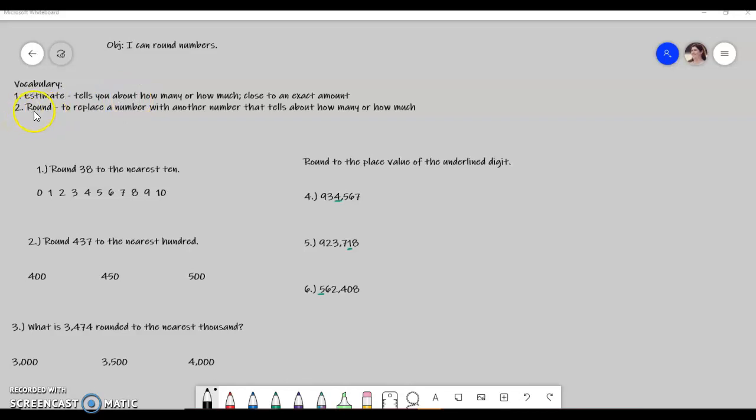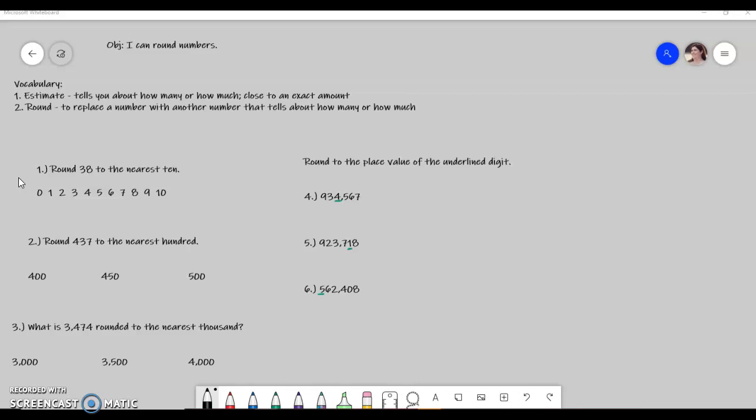Our second vocabulary is going to be to round. So that is to replace a number with another number that tells, oh look, about how many or how much. So for example, we've got round 38 to the nearest 10. Well, let's think about that number for a second, 38. We've got 38 and we need to round it to the nearest 10.